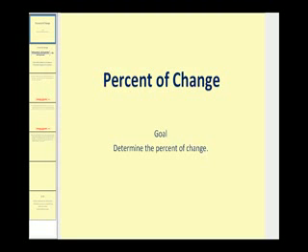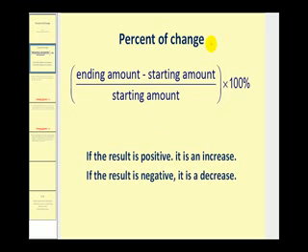Welcome to a lesson on the percent of change. To calculate the percent of change, we take the ending amount minus the starting amount divided by the starting amount times 100%. If the result is positive, it is an increase, and if the result is negative, it is a decrease. Let's go ahead and take a look at a couple of examples.